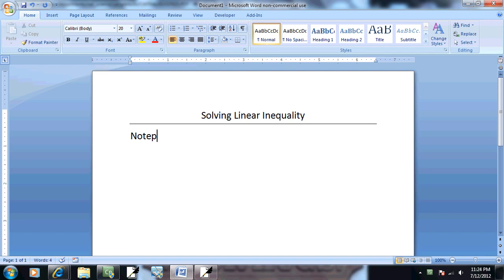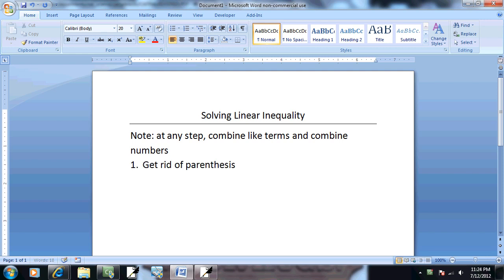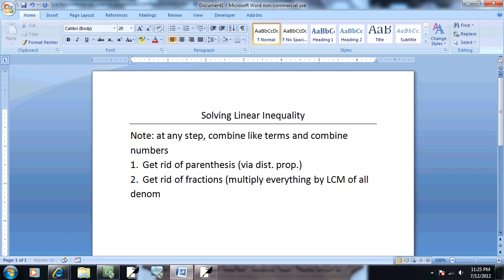We have a note that says at any step, combine like terms and combine numbers. Step 1, get rid of parentheses. You do this via the distributive property. Step 2, get rid of fractions. Multiply everything by the LCM of all the denominators.